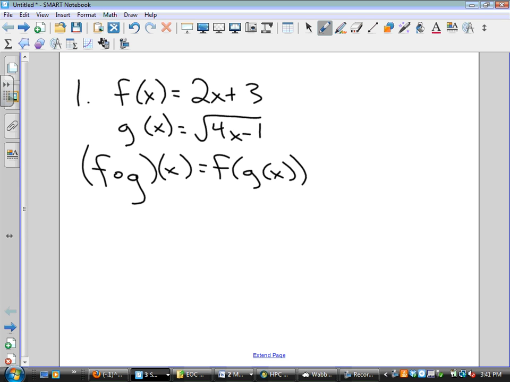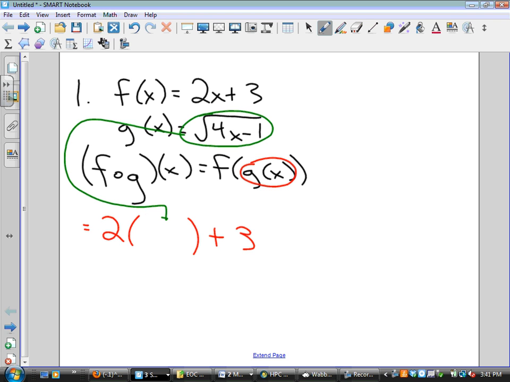So what that means is we want to go to the function f, and we want to replace the input, which is x, with the entire function g. So let's go to function f, which is 2 times x, but instead of x, that's going to be our input. So 2 times the input plus 3. And the input is the entire function g, which is the square root of 4x minus 1. So the square root of 4x minus 1 is going to go in place of x.